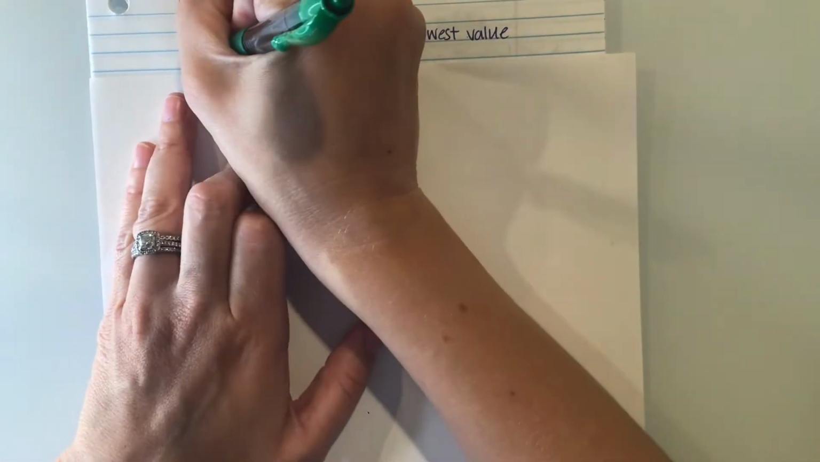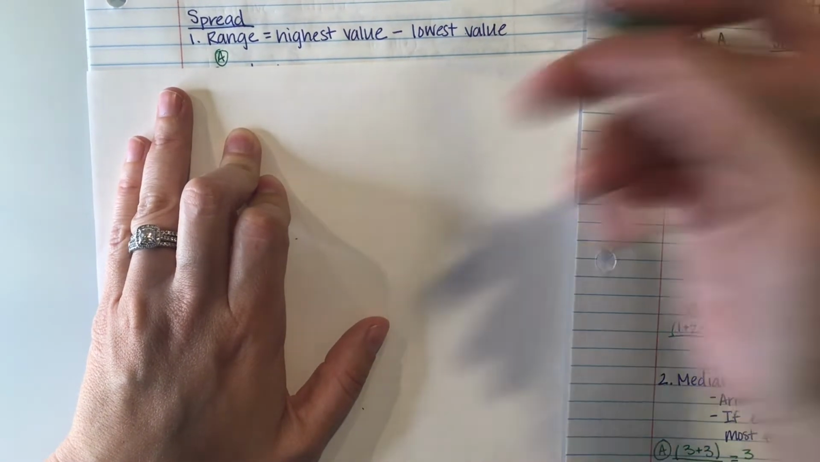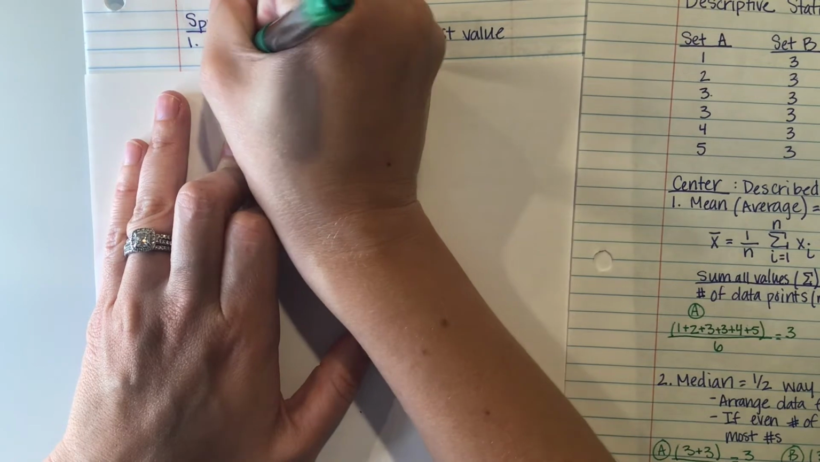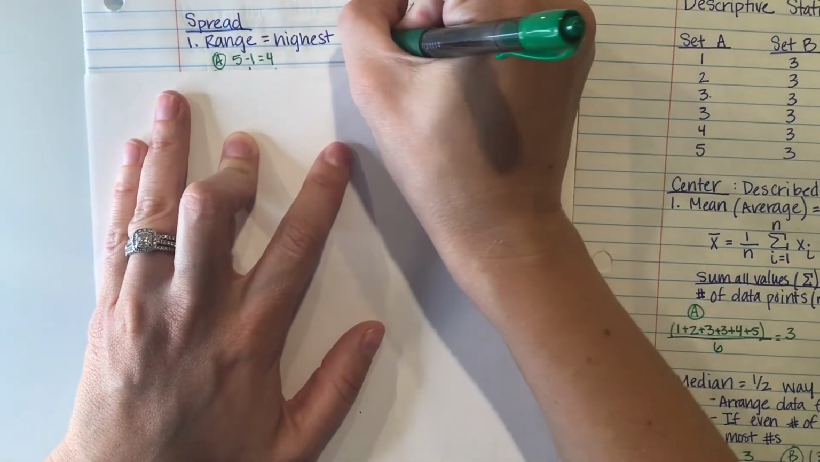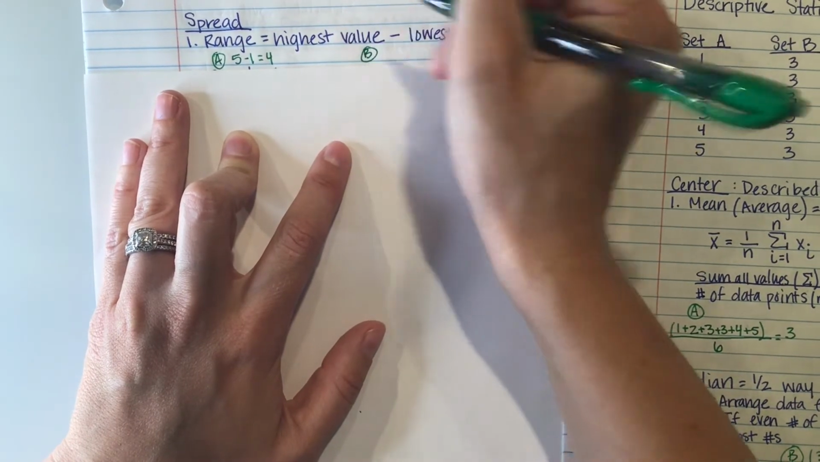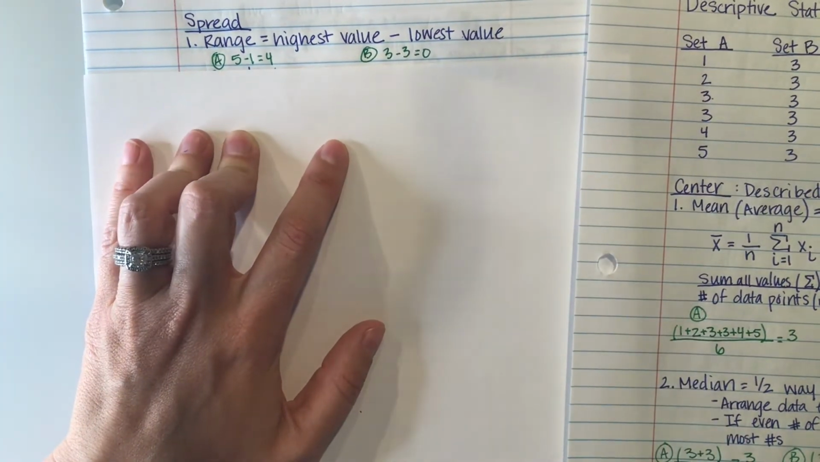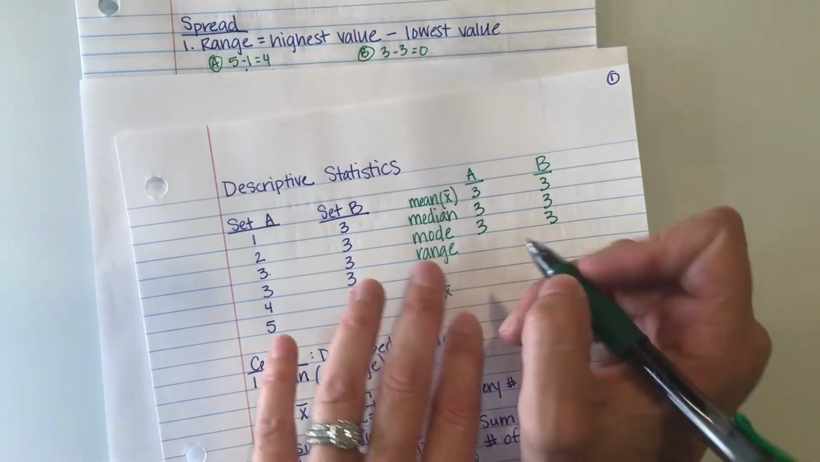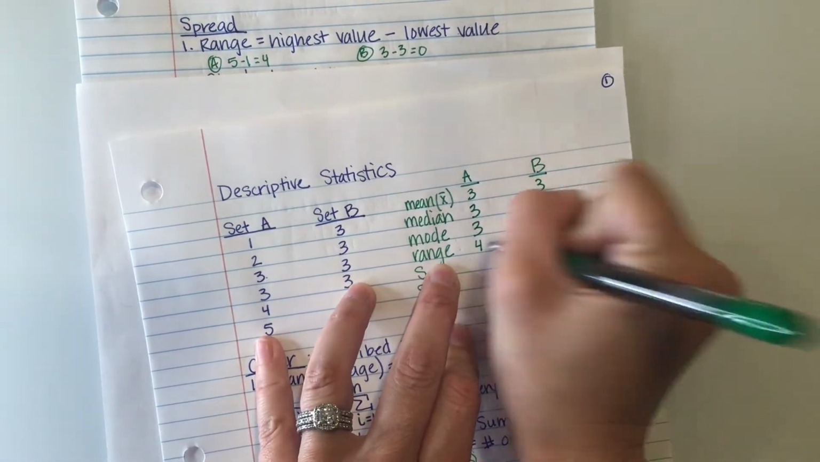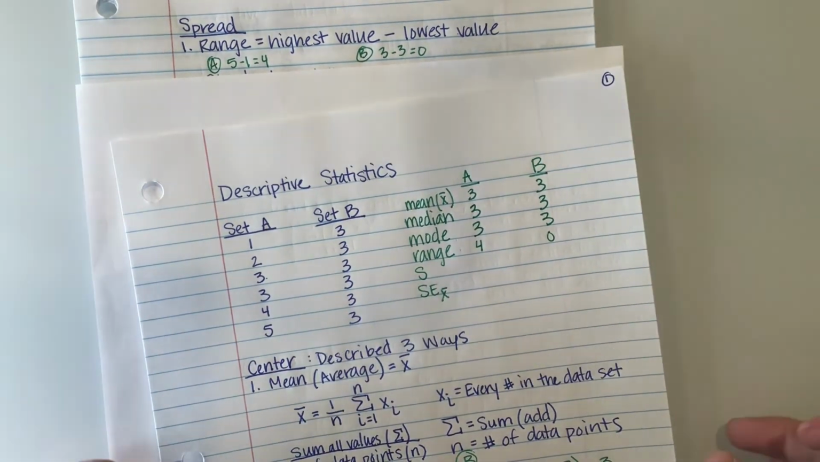We said for set A, based on my data, it would be 5 minus 1, which is 4. And for set B, my range would be 3 minus 3, which is 0. So we, for the first time, see that we have some differences here, right? Range for set A is 4, and range for set B is 0. Already we can tell, okay, these data sets actually are different.